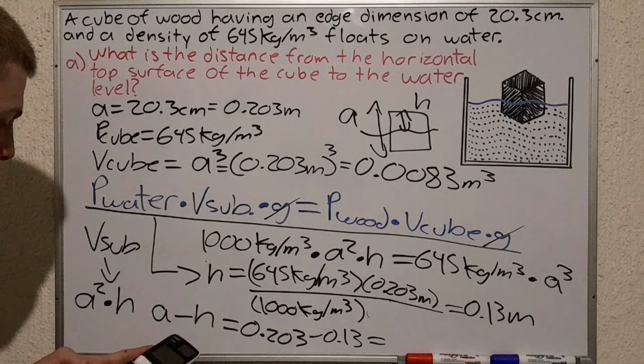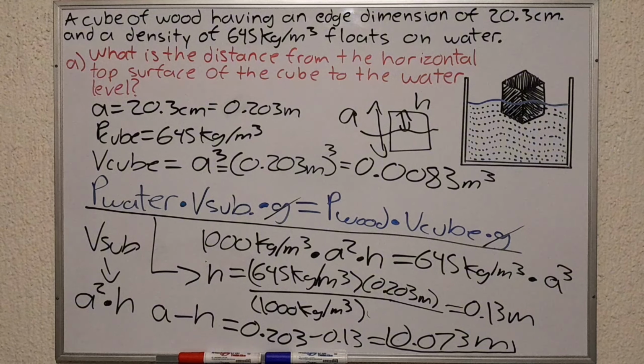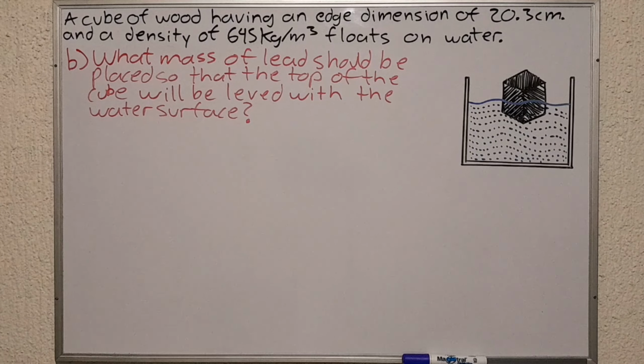And now we're heading to the second question, question B, which will appear on screen in a couple of seconds. Question B says, what mass of lead should be placed so that the top of the cube will be leveled with the water surface? Now, what we're going to do here is calculate what mass should make the cube basically lower up to the water surface.